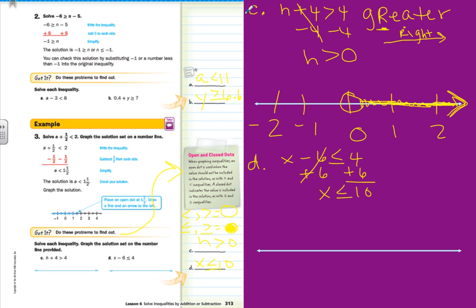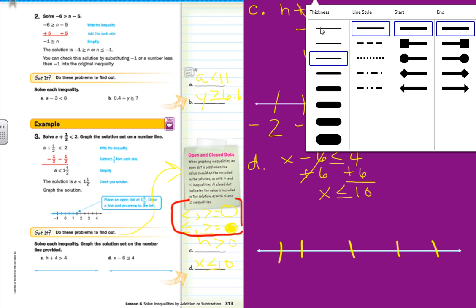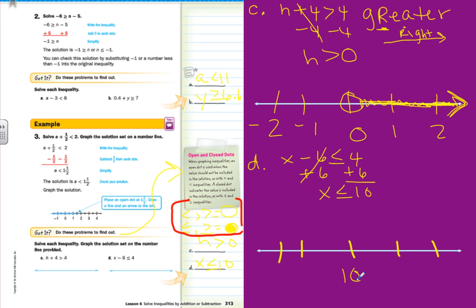Now going back and looking at our chart, I should have done that in another color. Looking at our chart right here, it says that less than or equal to or greater than or equal to have to have a closed circle. So drawing my graph here, I'm going to draw a 10 there and then add a couple of numbers on each side. It doesn't have to be a super long number line. You just need a couple so you have some reference to which direction you're going.